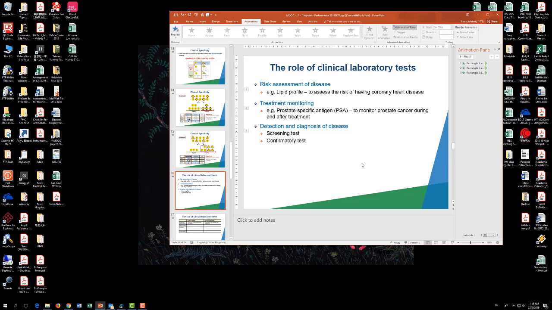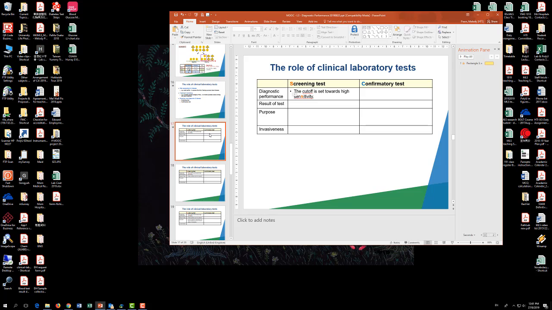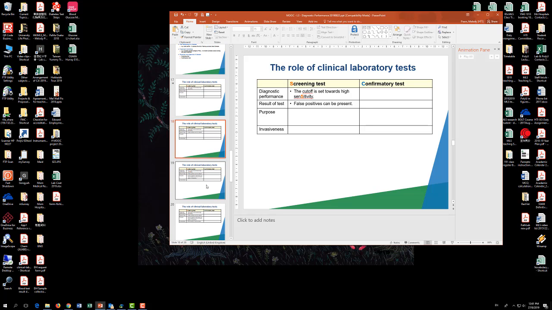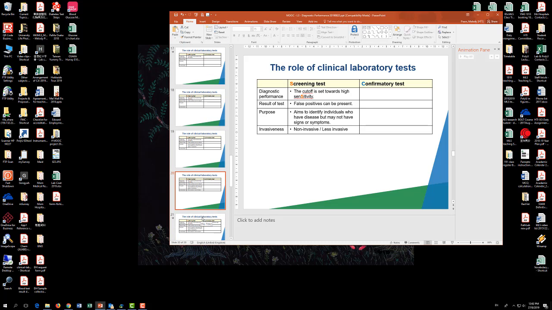But there are 2 functions. It can be a screening test or it can be a confirmatory test. As a screening test, the cutoff should be set towards high sensitivity. That means the results of a test can have false positives. But it doesn't matter because it is used to identify individuals who have the disease. We don't want to miss anyone who has the disease. And usually, these screening tests are non-invasive or relatively less invasive.